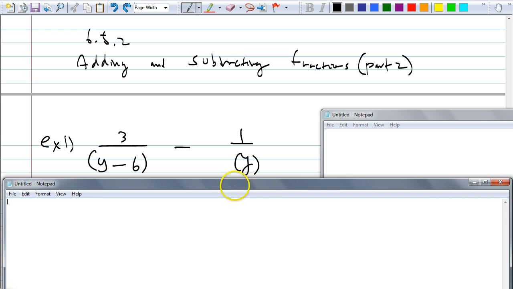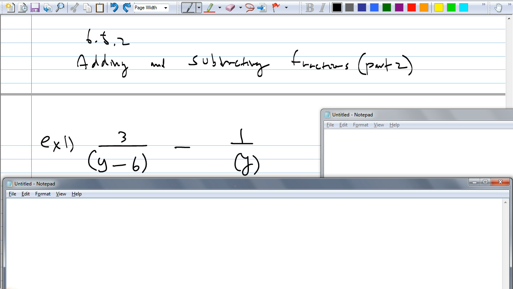Okay, so for example, let's start with something pretty straightforward: 3 over y minus 6 minus 1 over y. Notice I have a binomial and a monomial, and I have variables underneath. First of all, I don't like subtraction, so I like to change it to addition. So my first step is changing it to addition. Then, of course, we have to find the LCD.